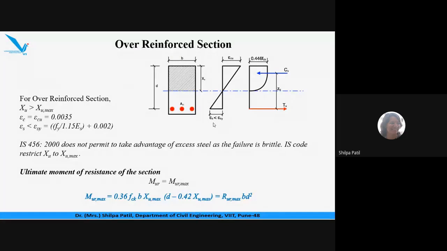So can you think for a while and give me the reason why we cannot use the second formula for calculation of moment of resistance for over reinforced section? I will give you 1 minute to think over this and tell me the answer. Which formula? The second formula, MU equal to TU into ZU, that is 0.87 FY AST into bracket D minus 0.42 XU max. Why can we not use that formula for over reinforced section? Or can we use it?